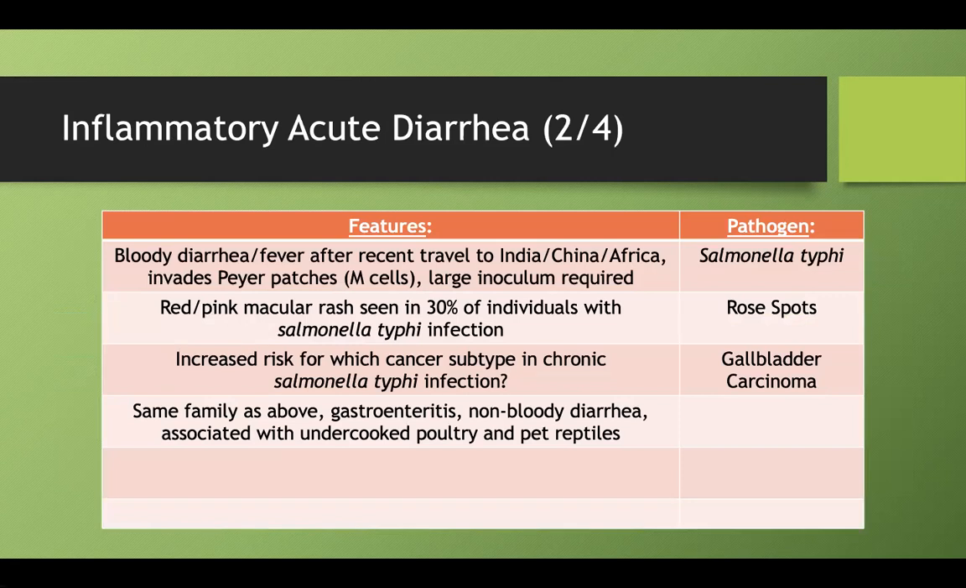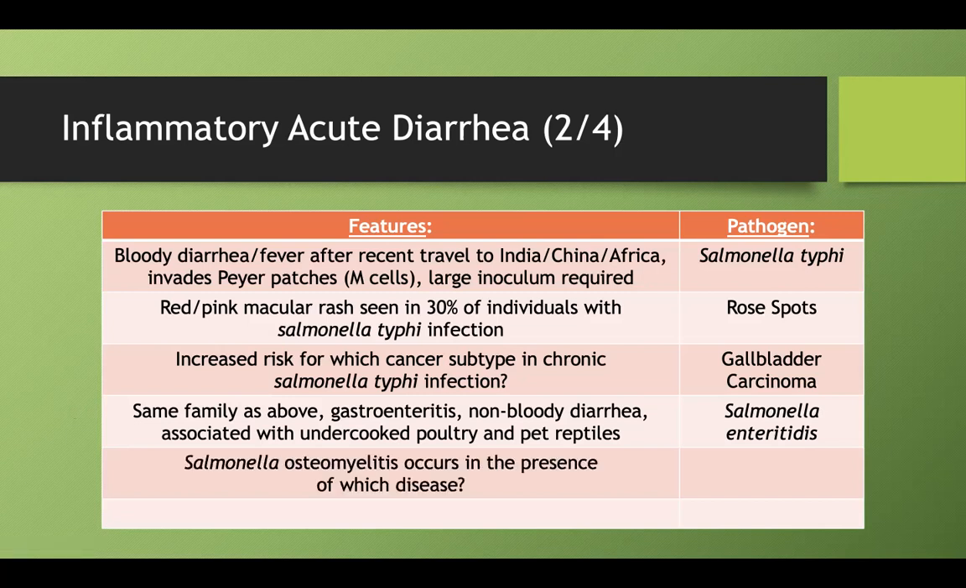So what if you have somebody, the same family that we've been talking about here, and they present with gastroenteritis and non-bloody diarrhea. This is associated with undercooked poultry and pet reptiles. So this is Salmonella enteritidis. And keep in mind, this is not technically an acute inflammatory diarrhea. This one right here is non-bloody, so this is actually a watery diarrhea. I just wanted to put it in here so you can see the differences between the different subtypes of Salmonella that they like to test.